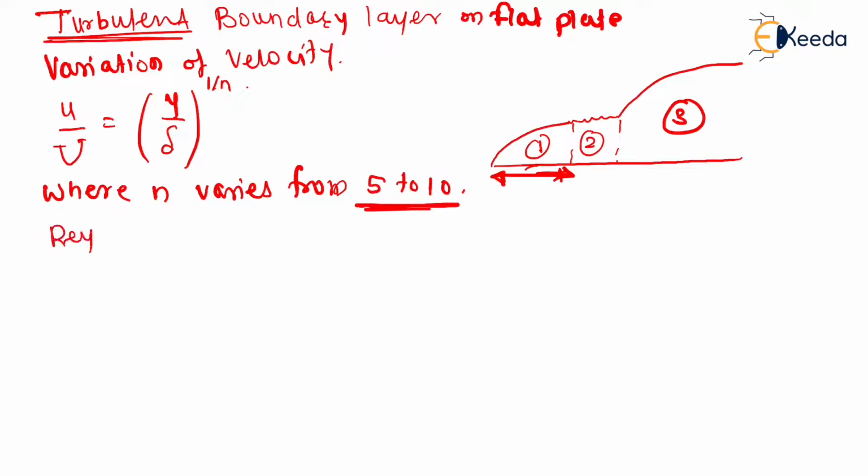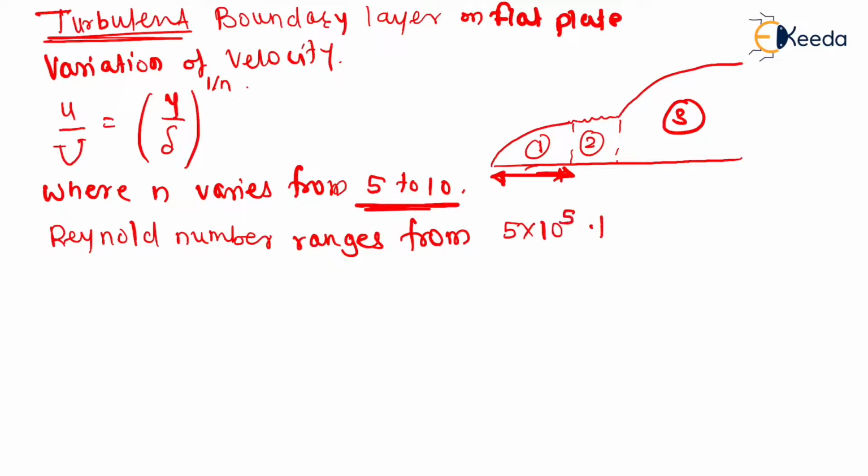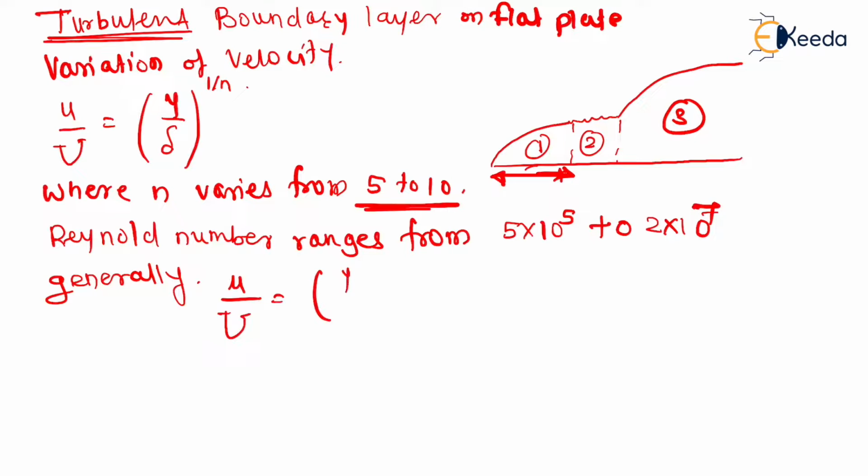So in the turbulent boundary layer, I can comment on the Reynolds number. The Reynolds number ranges from, it is clear, 5 into 10 raised to 5 to 2 into 10 raised to power 7. And generally small u upon capital U is equal to y upon delta to the power 1 by 7. This is the common observation which was observed in practicals. So this is called the 7th power law.